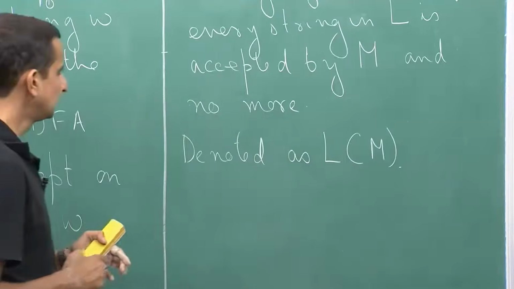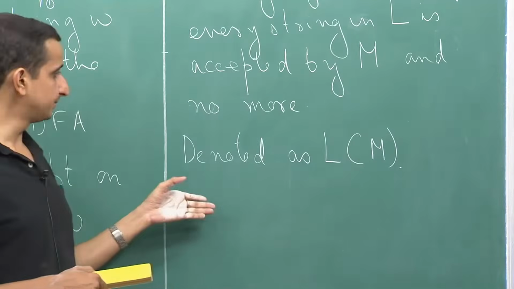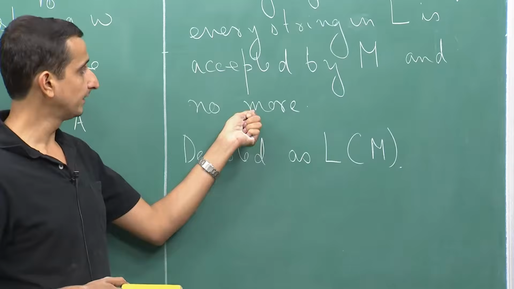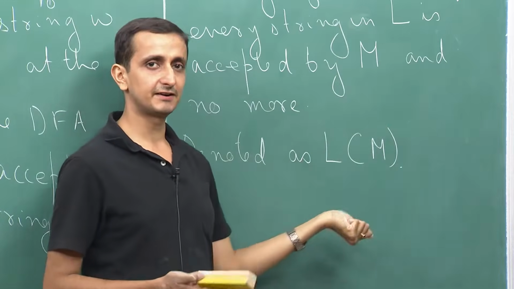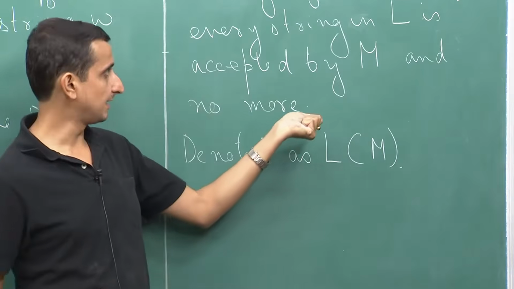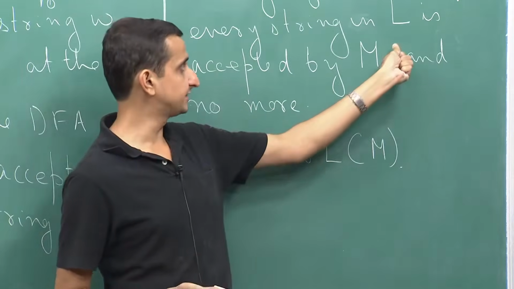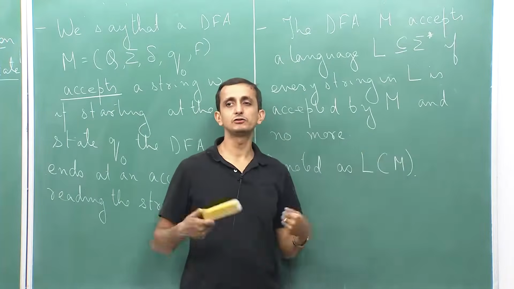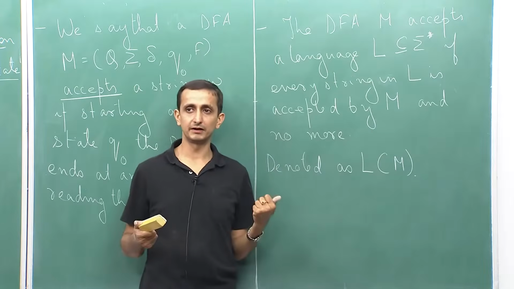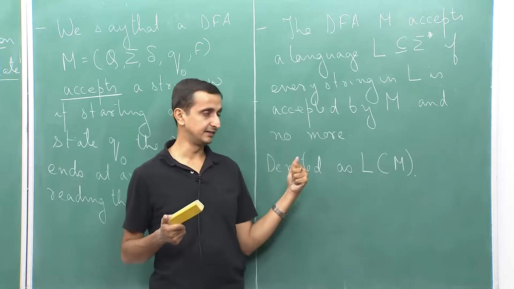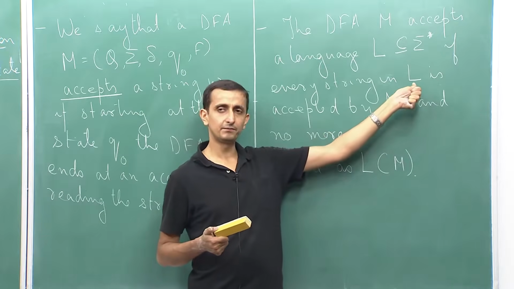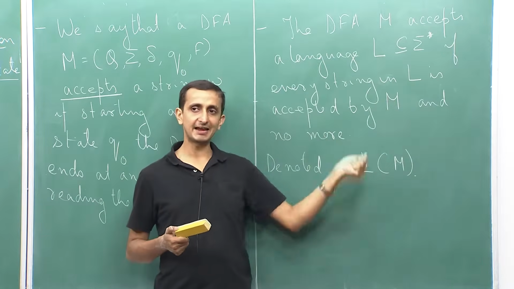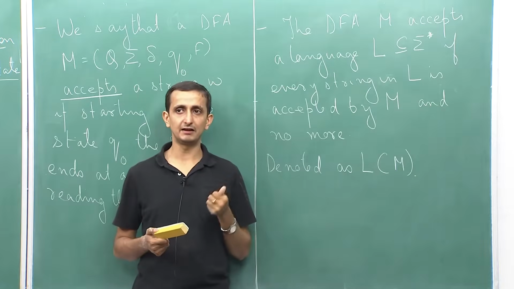Again, this is a common mistake that people tend to make when they say that L is accepted by M: they construct an automata which possibly accepts every string that is in L and also some more strings, but that should not be the case. When we say that an automata accepts a language L, then it should accept exactly those strings that are in the language L and no more.